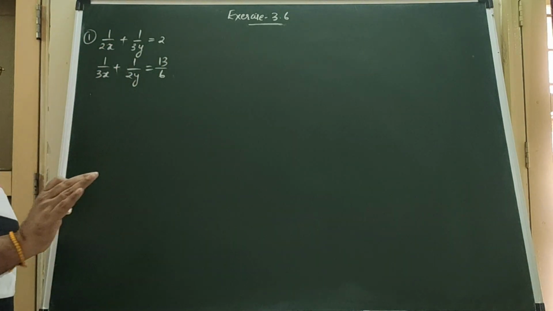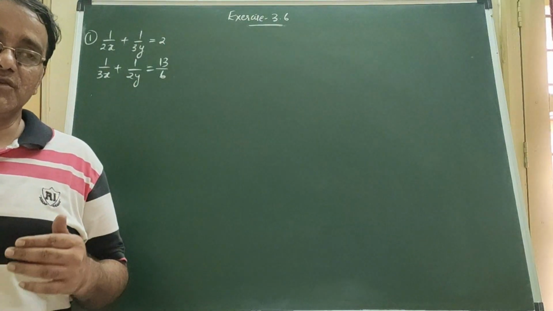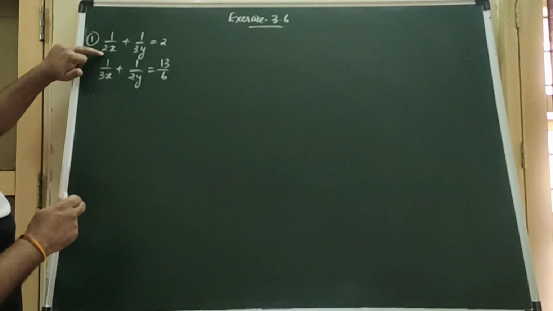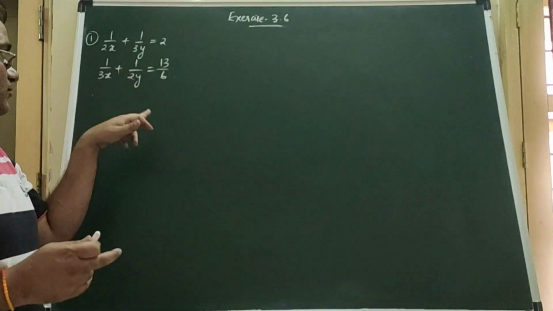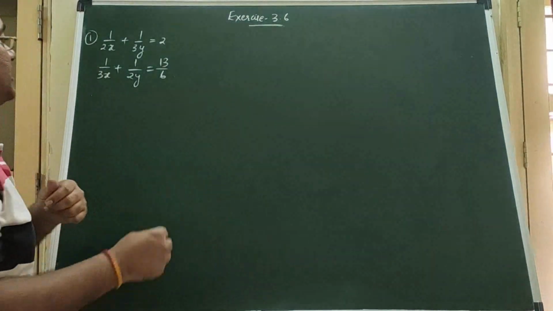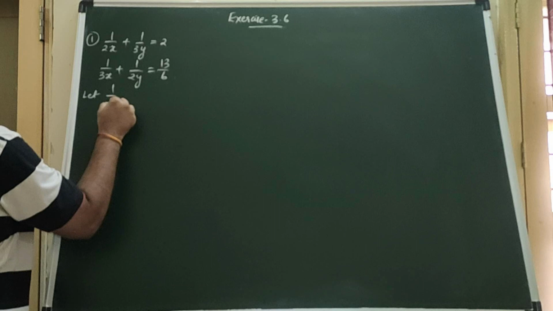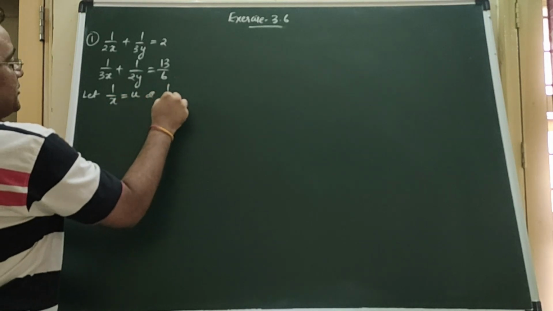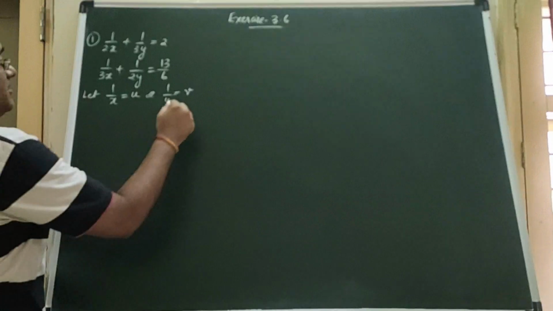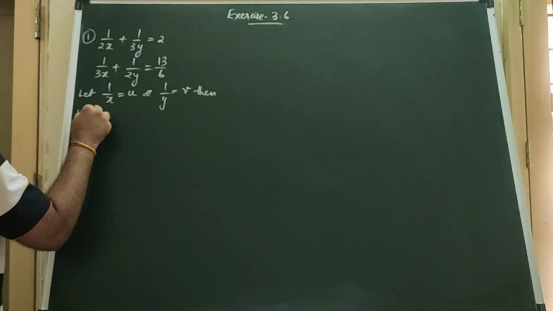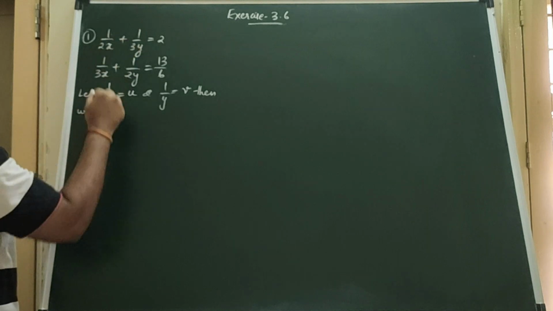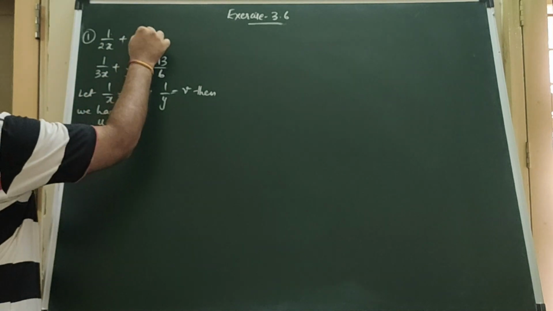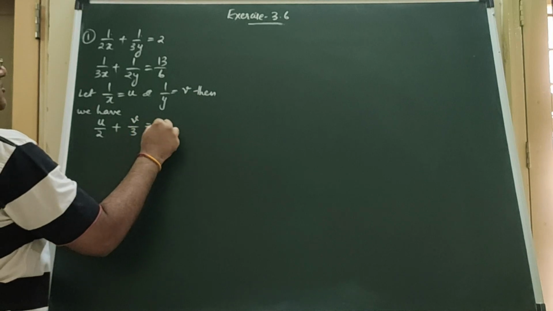See, both the equations are not in standard linear equation form. So what we will do, we will replace 1 by x by some another variable. We'll take it as u and 1 by y as v. ठीक है. So यहाँ पे हम लोग क्या लिखेंगे, let 1 upon x is equal to u and 1 upon y is equal to v. Then we have, this will become u by 2 plus v by 3 is equal to 2.